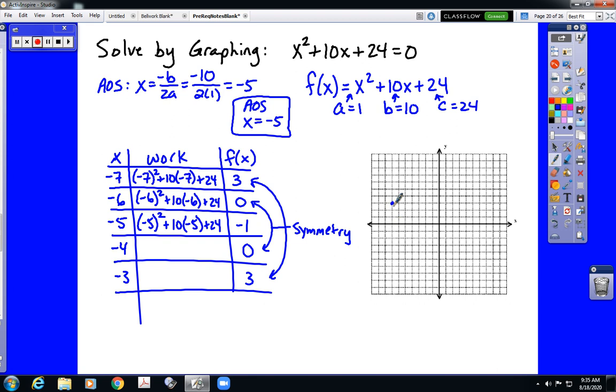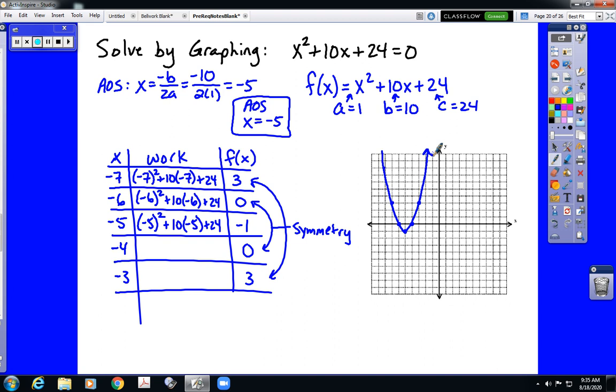Graph those points. Negative 7, 3 is left 7 up 3. Negative 6, 0 is left 6 up 0. Negative 5, negative 1 is left 5 down 1. Negative 4, 0 is left 4 up 0. And negative 3, positive 3 is left 3 up 3. Remember that we are going to graph a nice smooth curve through those points.